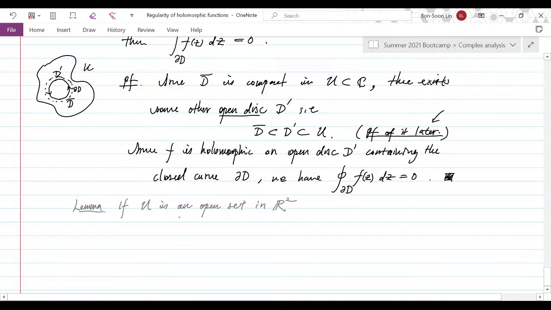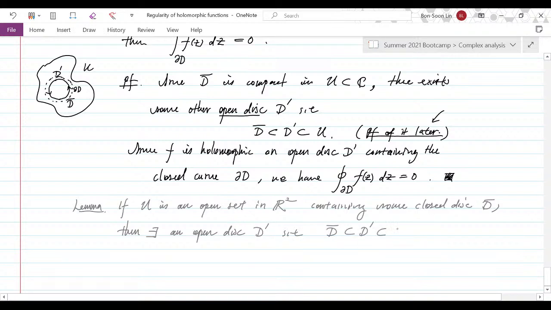If U is an open set in R2 containing some closed disk D bar, then there exists an open disk D prime such that D bar is inside D prime is inside U. Okay, so precisely what happens there.